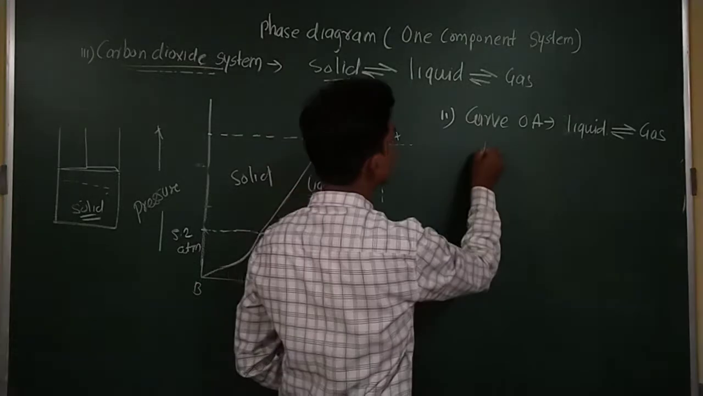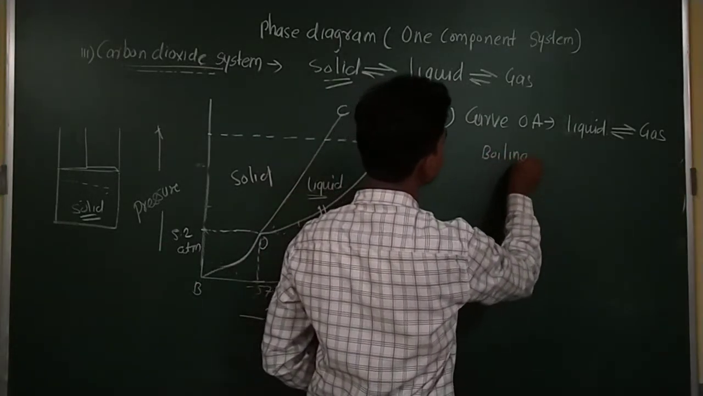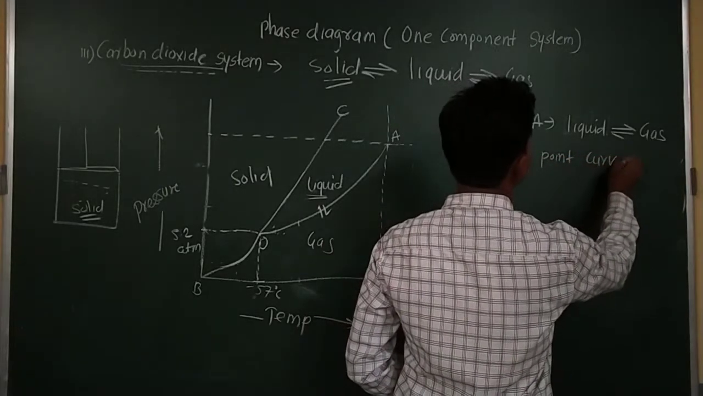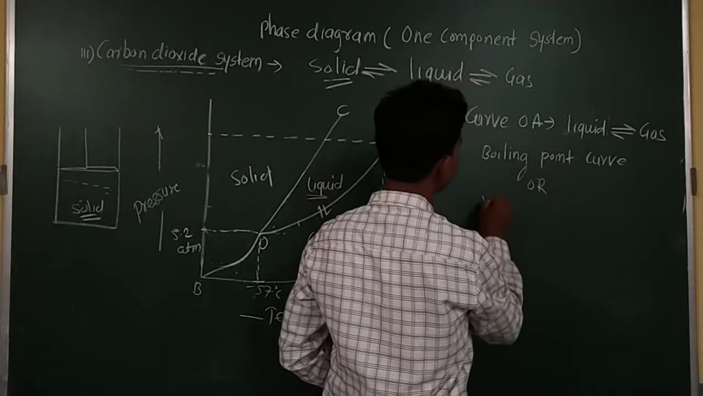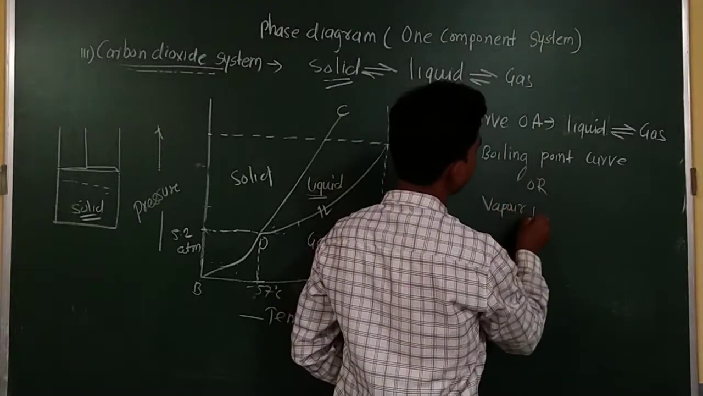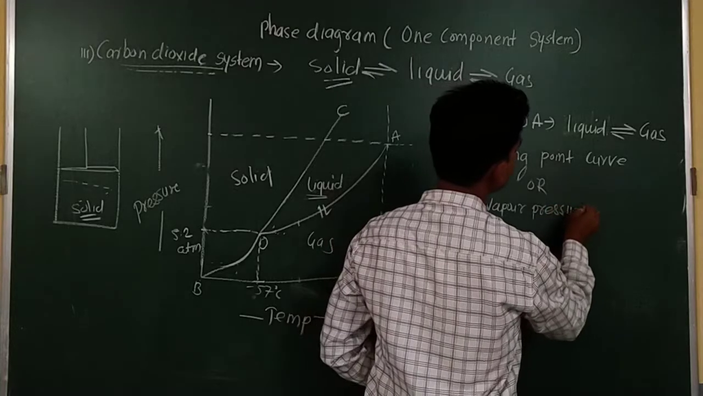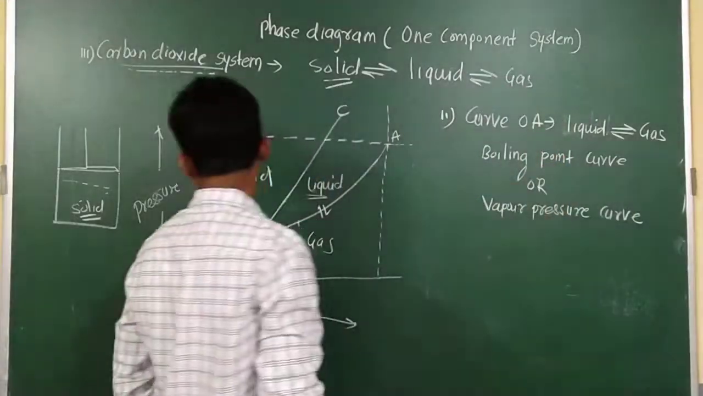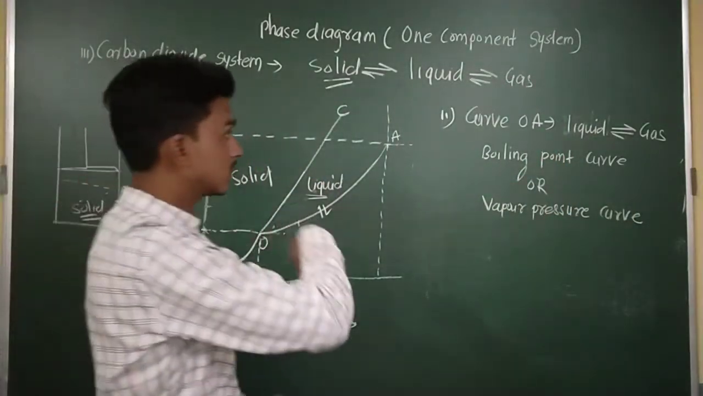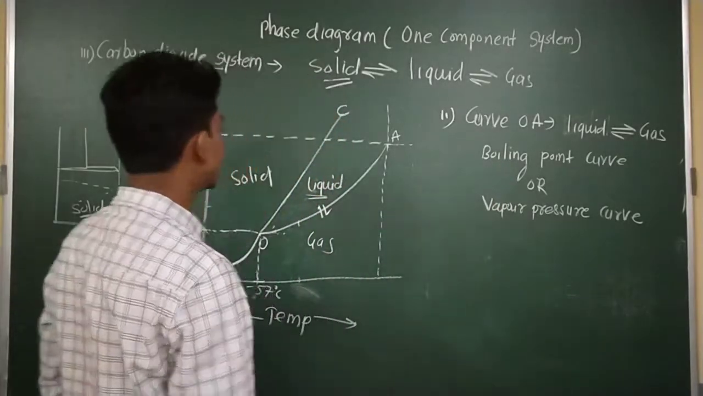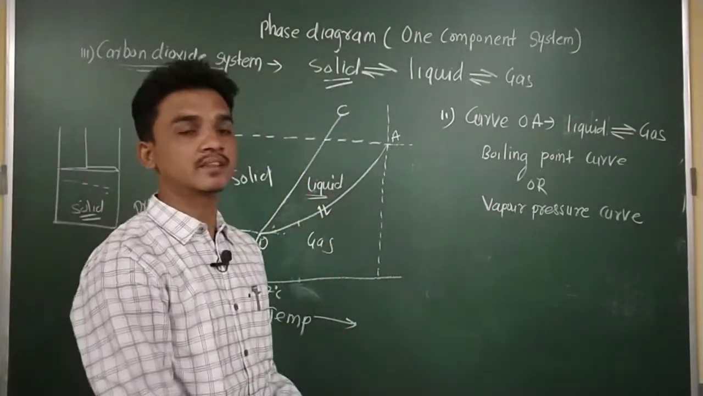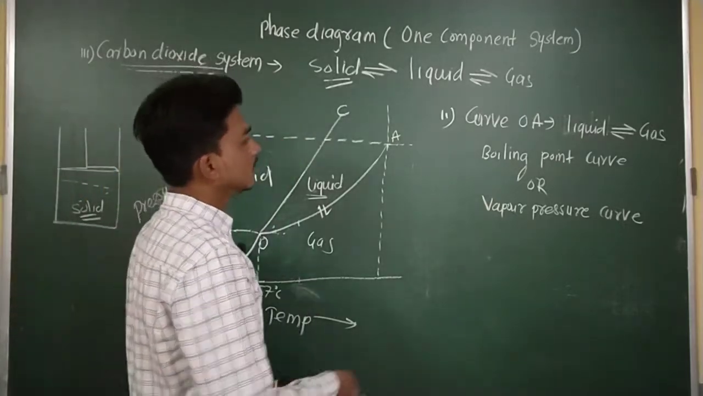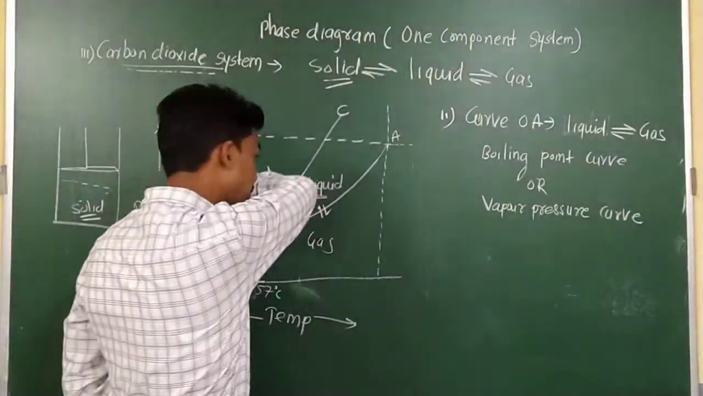This curve is also known as the boiling point curve, or we can say this is the vapor pressure curve. Why vapor pressure curve or why boiling point? Because liquid gets converted into the gaseous state, so we can say this is the boiling point of that liquid. So this curve is also known as the boiling point curve.